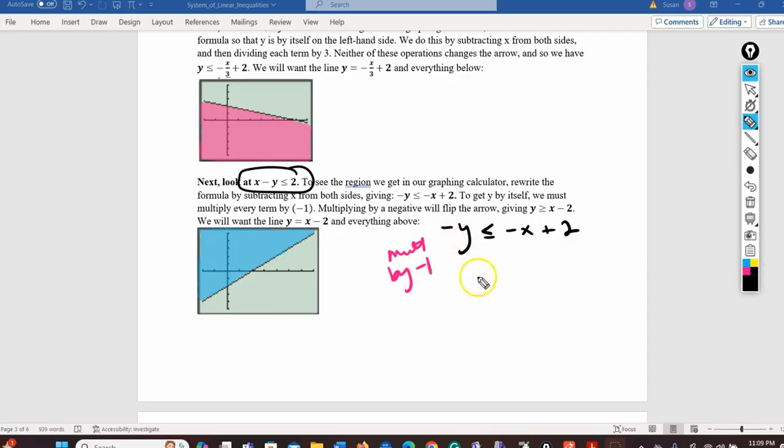So if I multiply this by -1, I get y. The arrow is flipped. If I multiply that by -1, I get x. If I multiply that by -1, I get that. So now I want the line y equals x minus 2, which is this. And I want everything above, which is in blue. Okay.